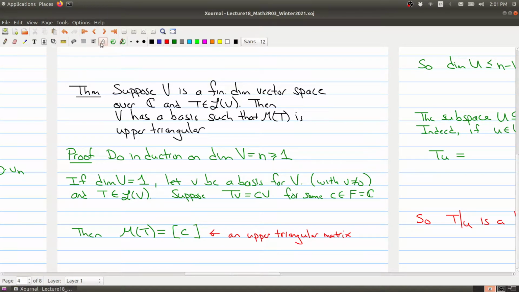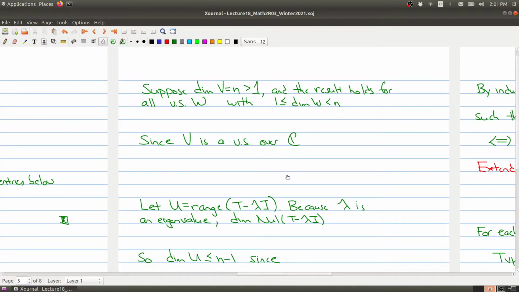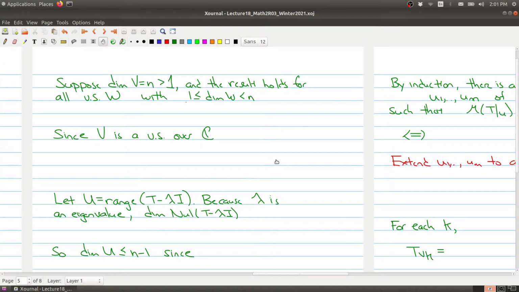So let's look at the case where we're now assuming that our vector space has dimension greater than 1. We're going to assume that the result holds for any vector space W, provided that the dimension of W is greater than or equal to 1, but strictly less than n.